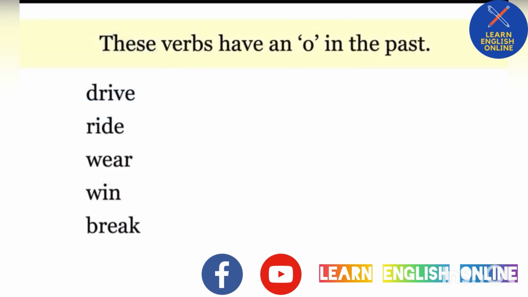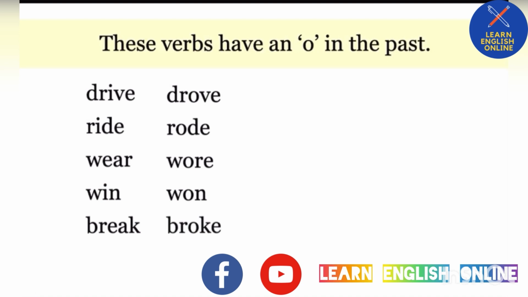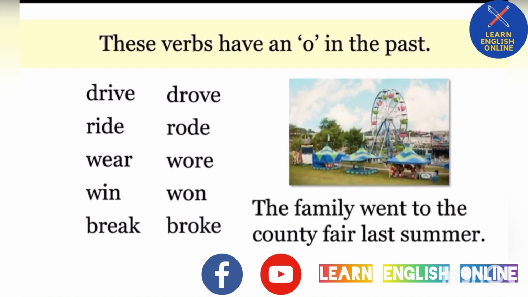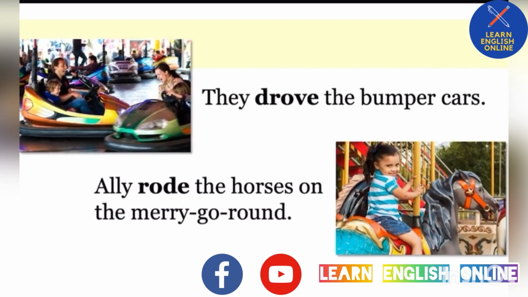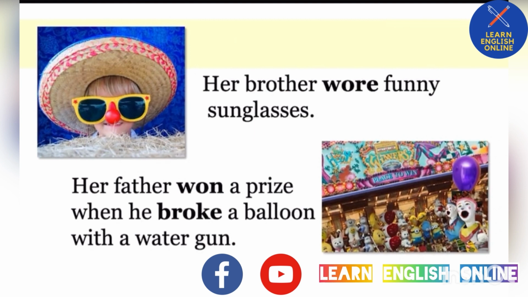These verbs have an O in the past: drive, drove; ride, rode; wear, wore; win, won; and break, broke. The family went to the county fair last summer. They drove the bumper cars. Allie rode the horses on the merry-go-round. Her brother wore funny sunglasses. Her father won a prize when he broke a balloon with a water gun.